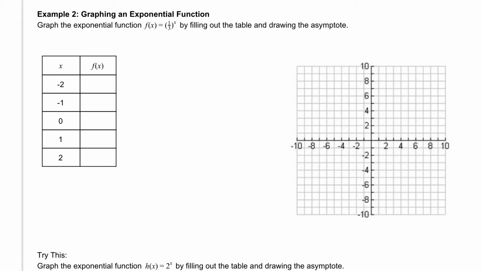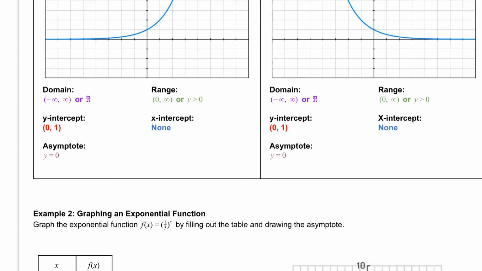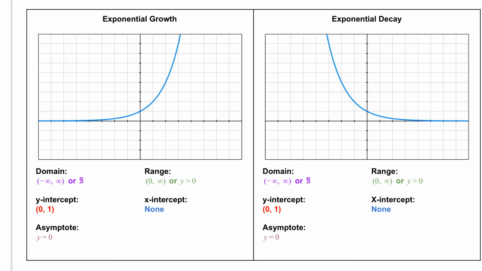In example 2, we're going to graph exponential functions using a table of values. If we take a look at our function, we want to graph f of x equals 1/3 to the x. Now before we get started, let's take a look real quick at the box on the previous page. This gives you an idea of exponential growth versus exponential decay.